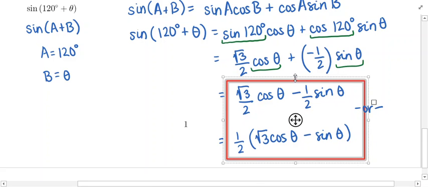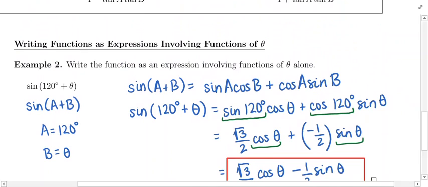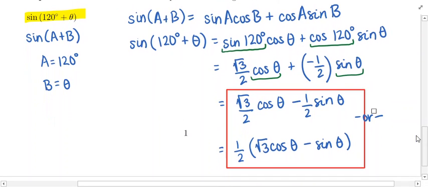We started with this expression in yellow, and the goal was to rewrite it so that the arguments, the things that we're taking the sine and the cosine of, are all theta. We didn't want to be taking the sine or the cosine of 120 degrees, and you can see in our answers that we've done that. All the arguments are just theta. So in order to do this problem, you had to recognize that the sum formula for sine had to be applied.